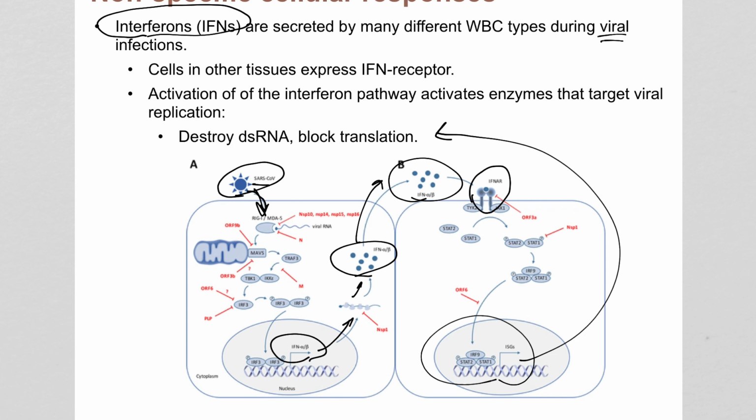So they make enzymes that chop up double-stranded RNA, which is only found in viruses, not humans. And they can start blocking translation, meaning turning off ribosomes. And that's not something you would want to do long-term because the cell would die. But for a day or two, to ramp down translation makes it harder for the virus to make copies of itself, harder for the virus to spread.